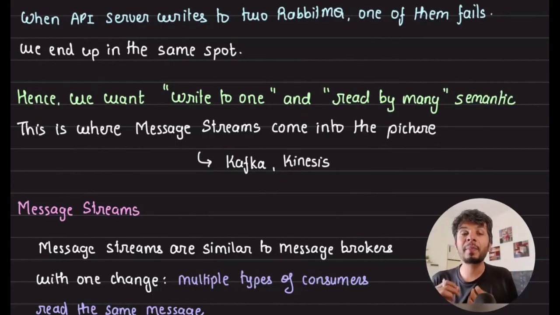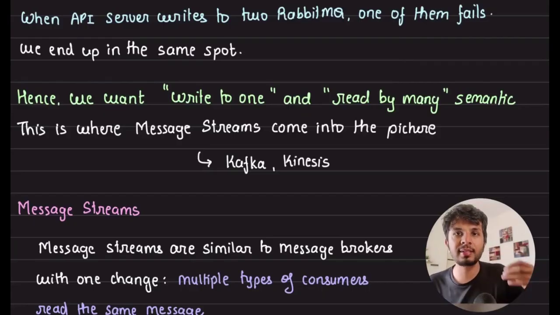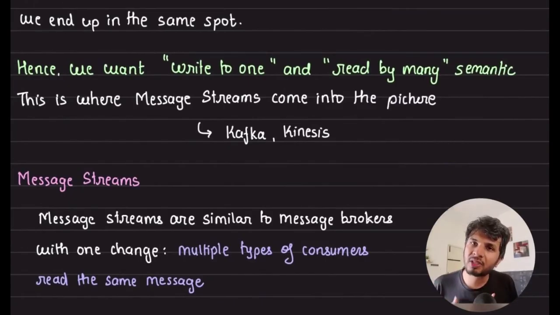This is where message streams come in. Apache Kafka and AWS Kinesis are examples of this, right? Okay, now let's understand what message streams are.